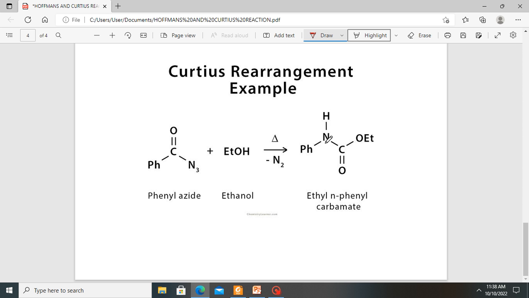And this ester is formed by the loss of two nitrogens and attack of this portion of the alcohol to the carbon, as in here. So it's very simple. If you add water to the acyl azide, we are going to produce carboxylic acid.